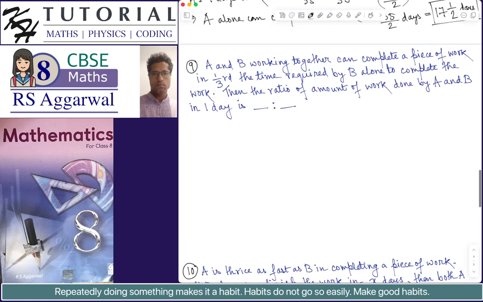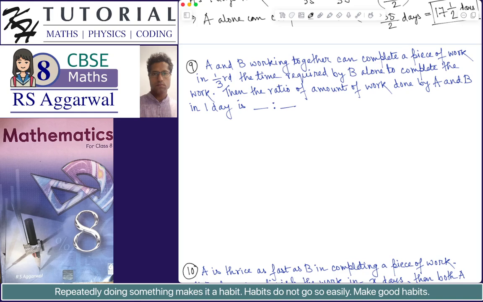Problem number 9. A and B working together can complete a piece of work in one third the time required by B alone to complete the work. Then the ratio of amount of work done by A and B in one day is. So we have to find the ratio of amount of work done by A in one day and the amount of work done by B in one day.